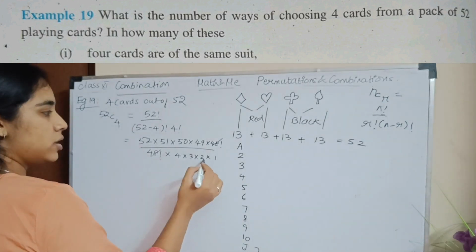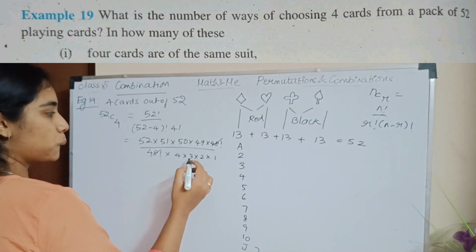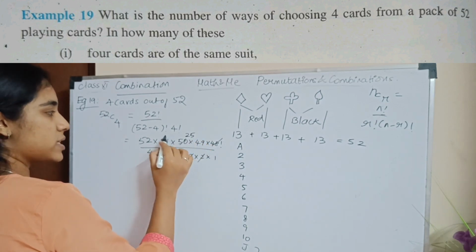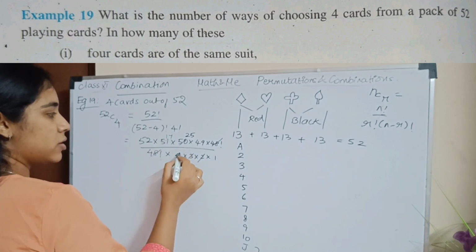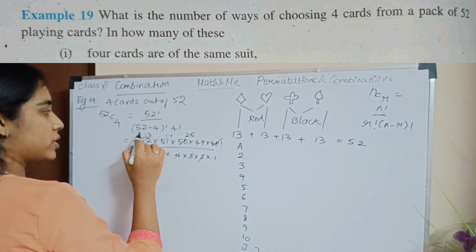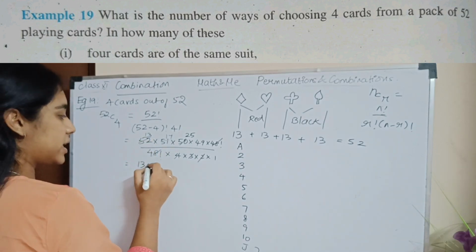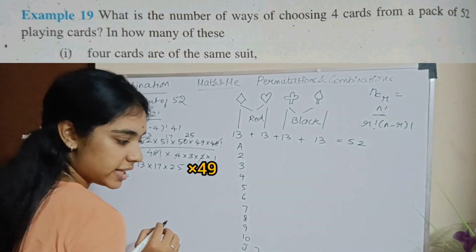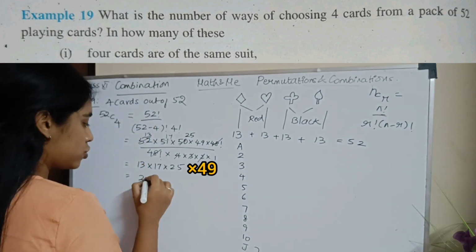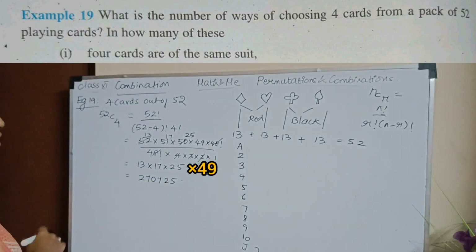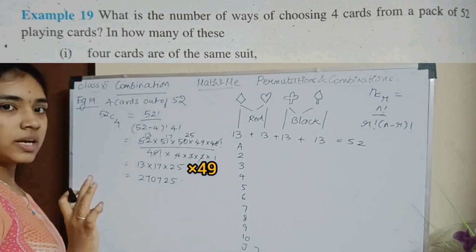Simplifying, I'll be left with 13, 17, 25, which will be, I'll just copy the answer, 270725. Okay, so this will be choosing 4 cards out of the 52 cards.